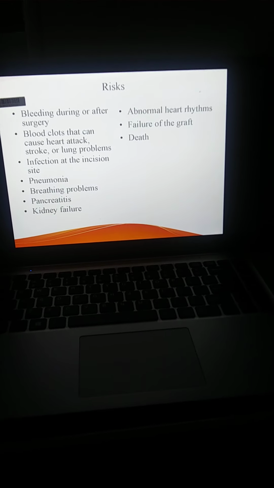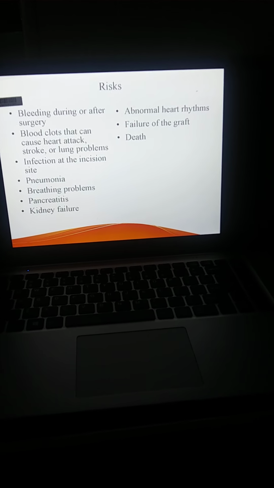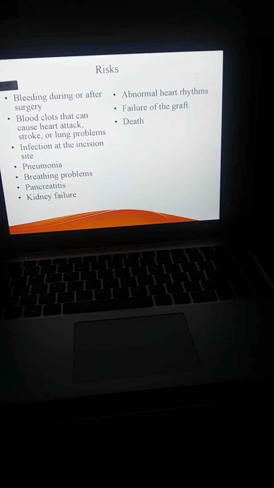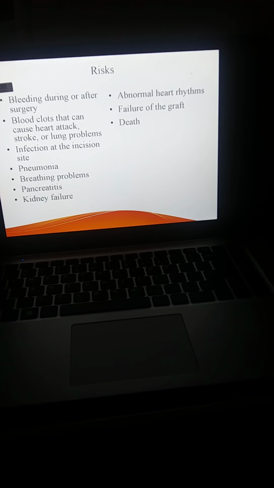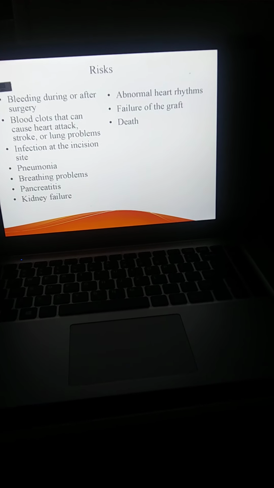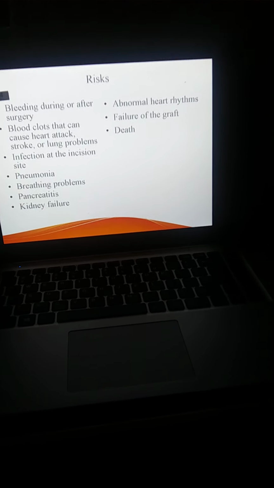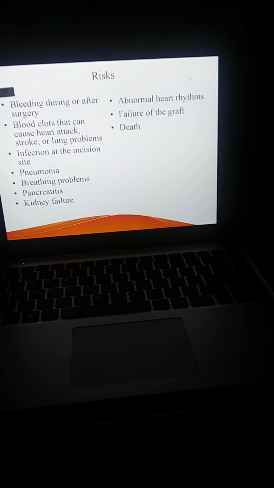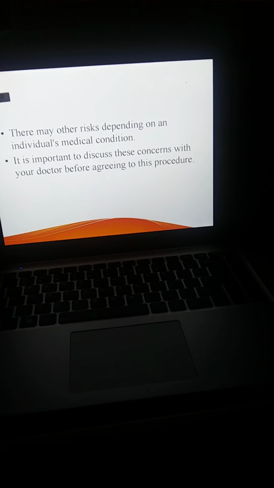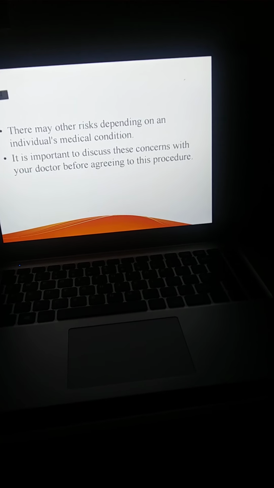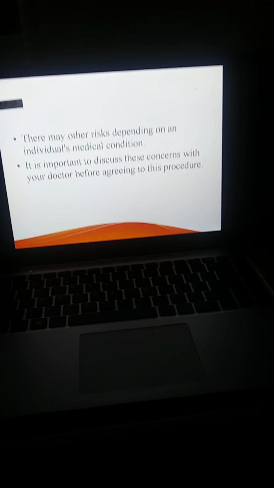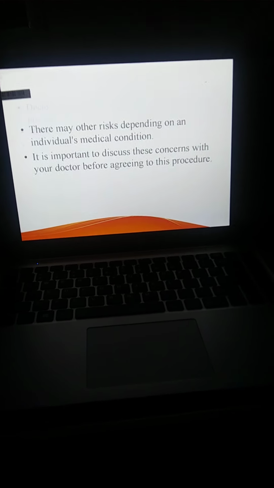The risks include bleeding during or after surgery, blood clots that could cause a heart attack, stroke, or lung problems, infection at the incision site, pneumonia, breathing problems, pancreatitis, kidney failure, abnormal heart rhythms, failure of the graft, and death. There are many other risks depending on an individual's medical condition. Therefore, it is important to discuss these concerns with your doctor before agreeing to this procedure.